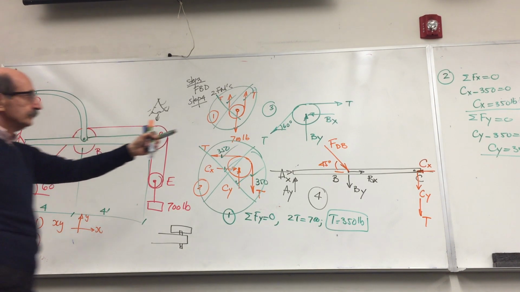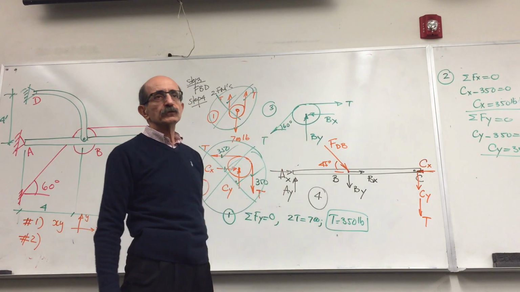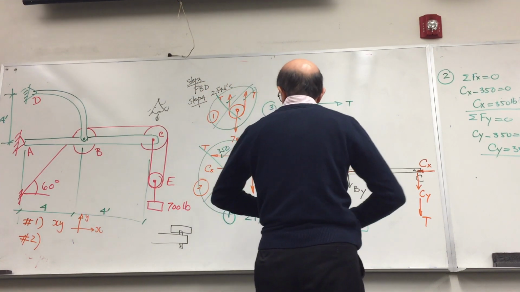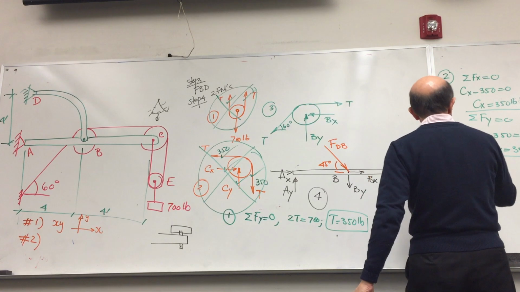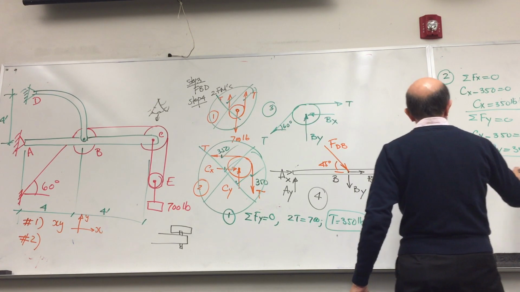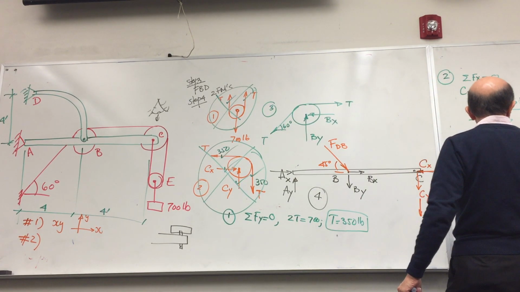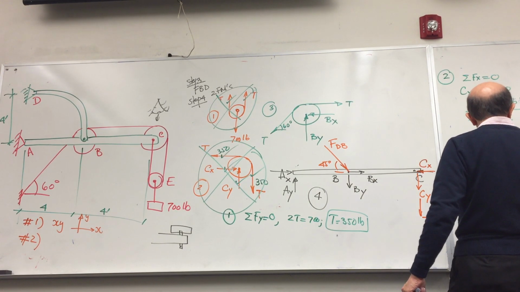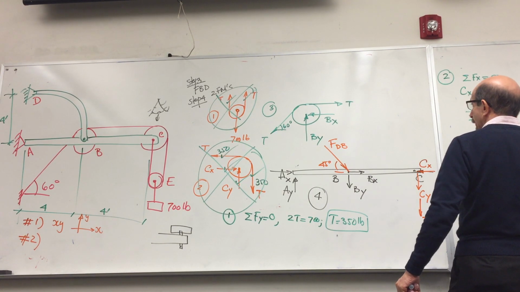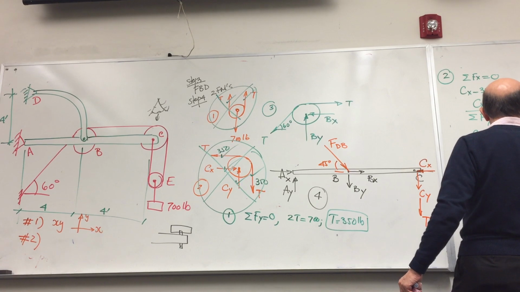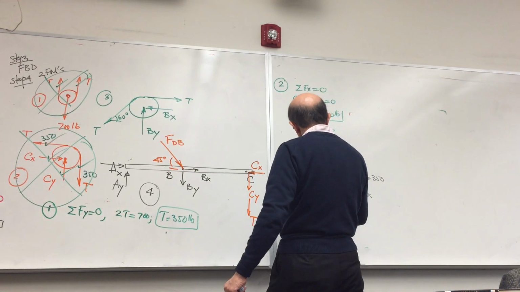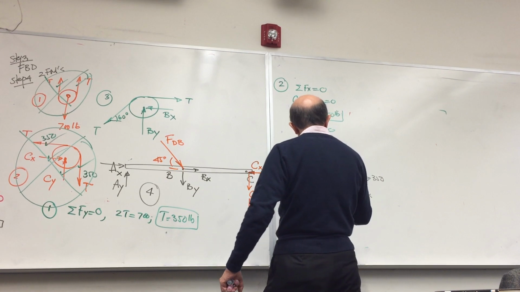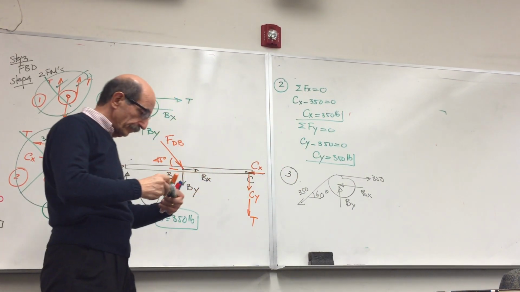Then, right here, 2 unknowns. So I will go with free body diagram number 3. I have Bx, By, and this T is 350 at 60 degrees, right?